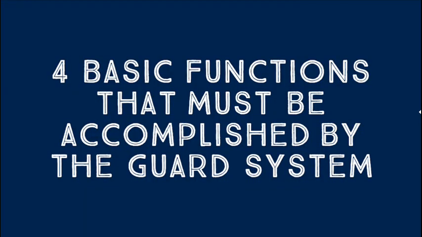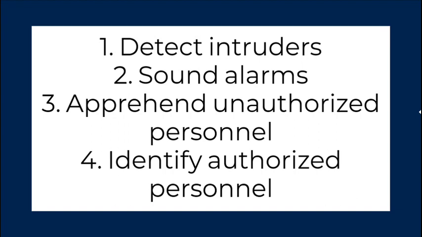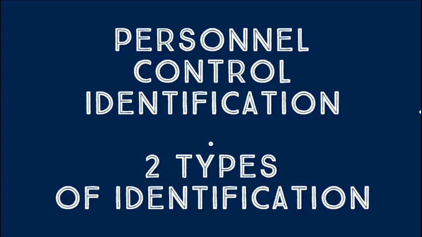4 basic functions that must be accomplished by the guard system. 1. Detect intruders. 2. Sound alarms. 3. Apprehend unauthorized personnel. 4. Identify authorized personnel. Personnel control identification.